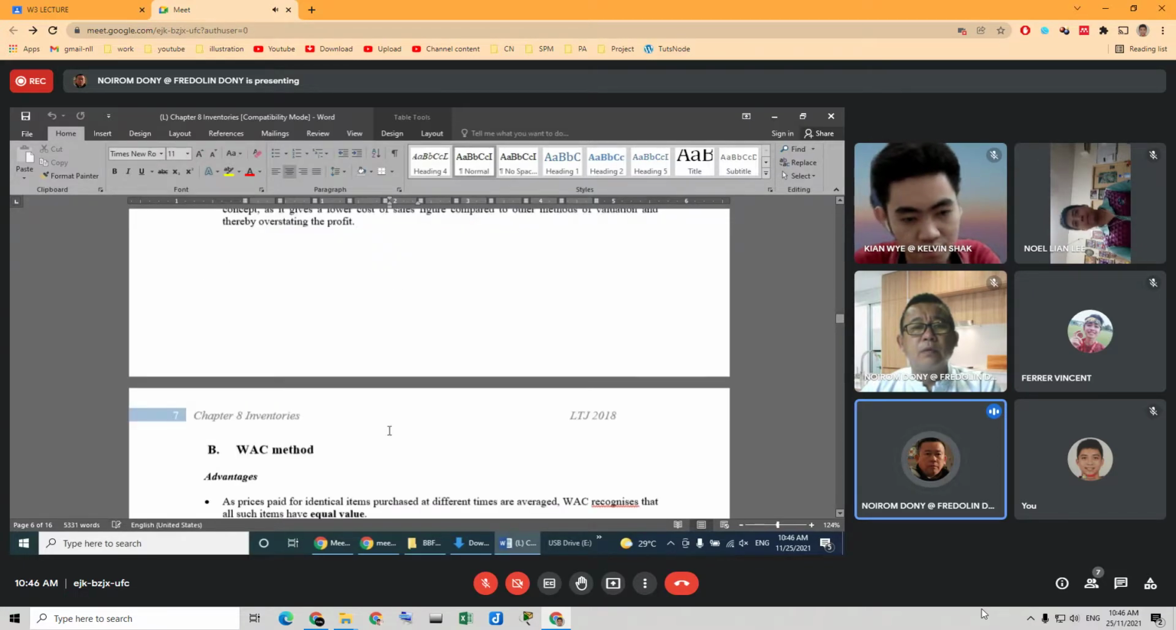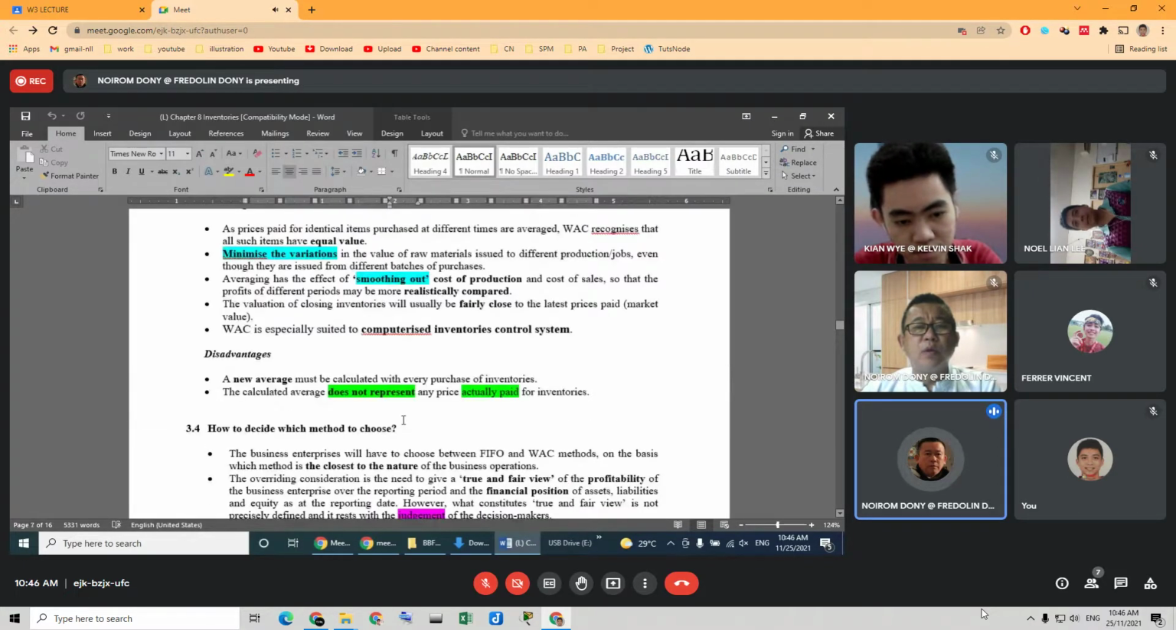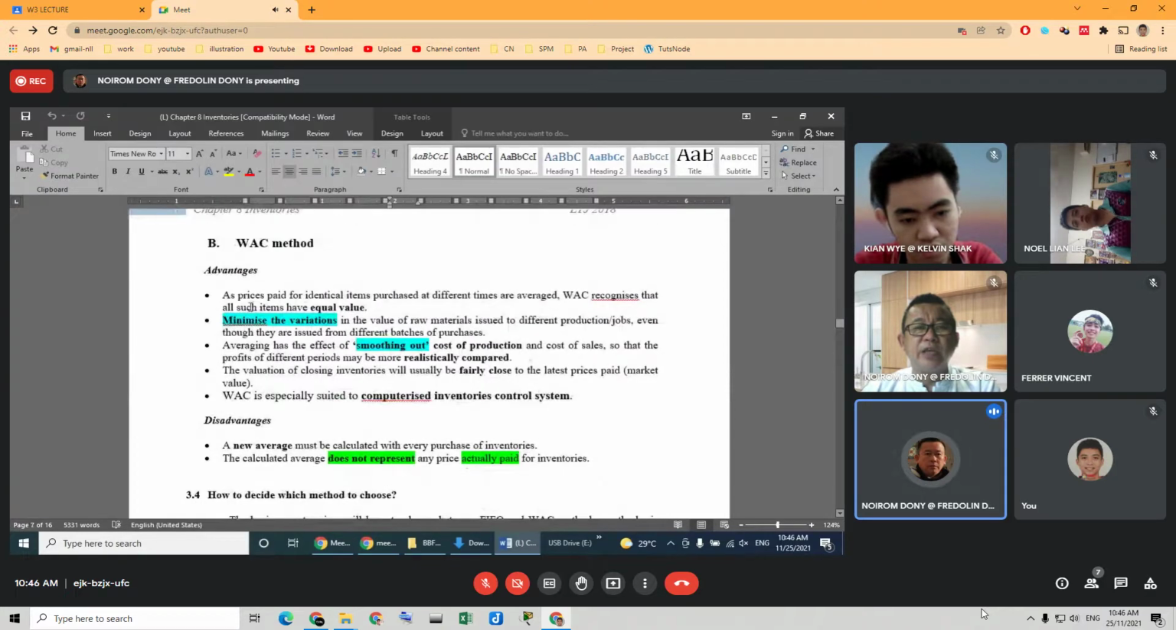Now, what about weighted average? The advantage is we have five. One of them is that prices paid for identical items purchased at different times are averaged. So weighted average recognizes all such items have an equal value. Unlike first in, first out, where we have different values, isn't it? But it's the same thing, the same item. In weighted average, they are considered equal value.